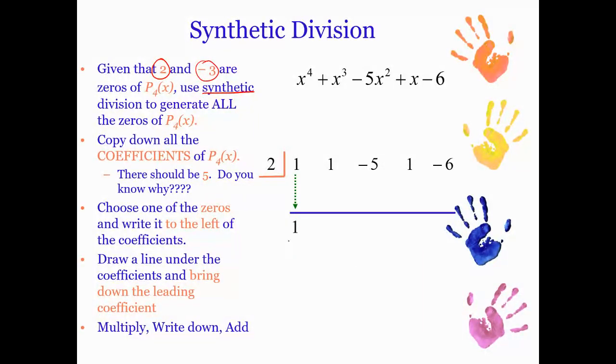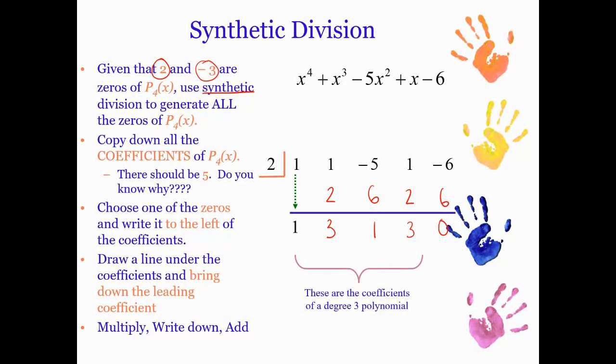Multiply, write down, add. 1 times 2 gives me 2. So I multiplied, I wrote down, and I'm going to add. There's 3. Do it again. Multiply, write down, add. 1 times 2 is 2. Add 3. 3 times 2, multiply, write down, add 0. This right here are the coefficients of the degree 3 polynomial, right? I got rid of one of the zeros, so it went from a 4th degree to a 3rd degree.